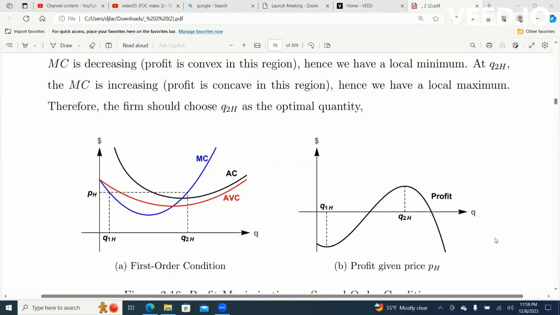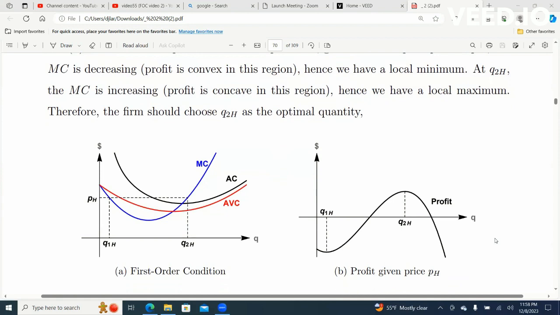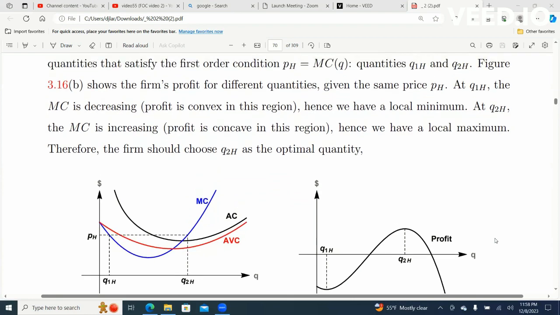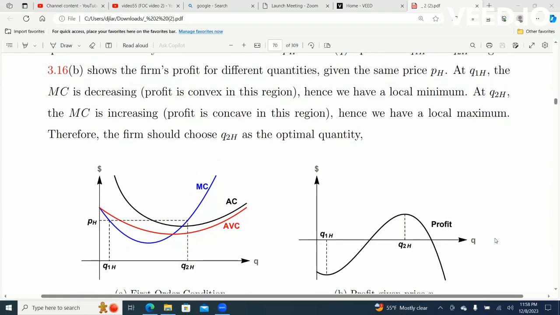The firm's profit given different quantities. I think it's very obviously Q2. With Q1H, we lose money. It's hard to interpret the entire graph, but the outcome is pretty simple: we want to have that Q2H on the right. At Q1H, the MC is decreasing, profit is convex in this region, hence we have a local minimum.